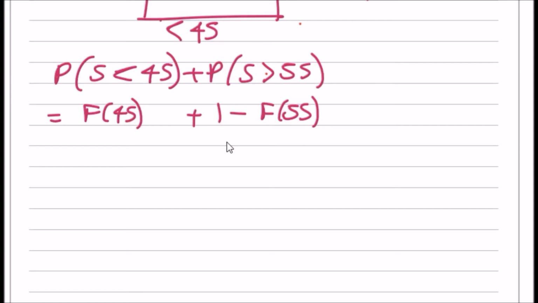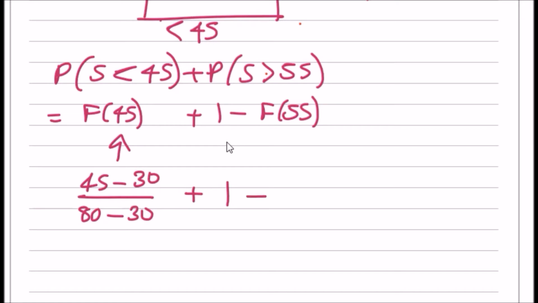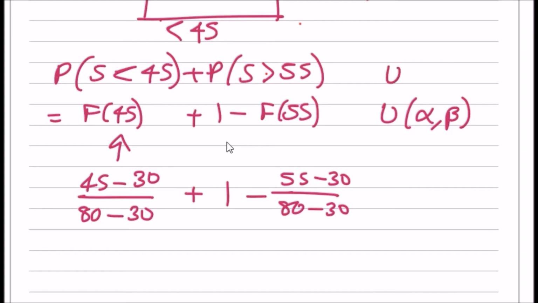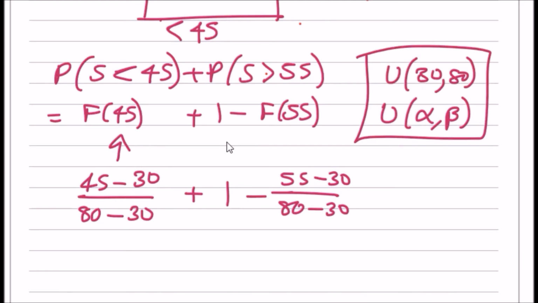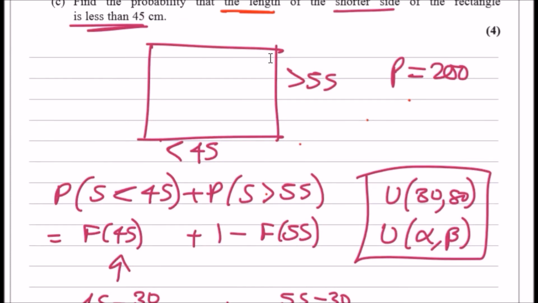Okay, so that's what we have here. This one is easy. This is just 45 minus alpha, which is 30, over beta minus alpha, and then 1 minus, and same thing here, so this would be 55 minus alpha over beta minus alpha. So I'll just make a note there. That's how it works, and the uniform distribution is given to be 30 to 80. So actually this wasn't too bad. We just have to guarantee these proportions really.